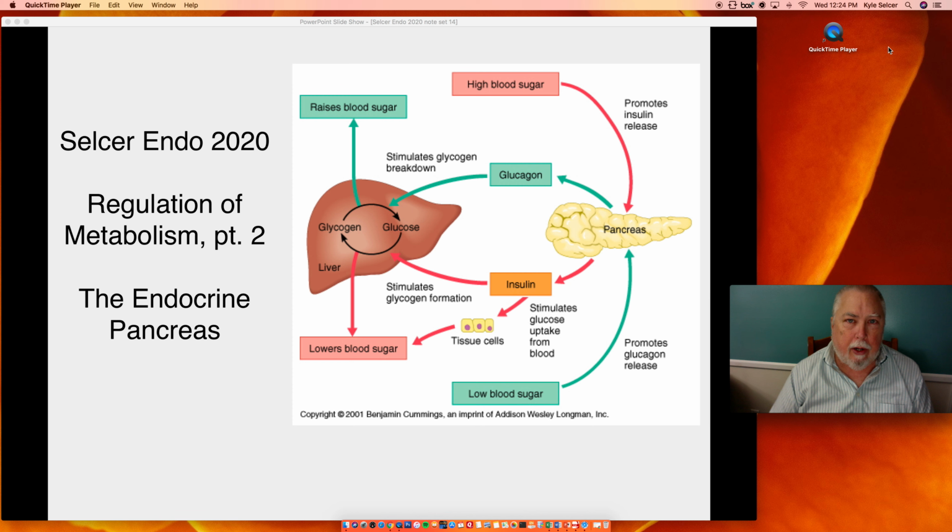I think we're ready for another episode of Endocrinology 2020, and we're continuing our theme on the regulation of metabolism. We covered all the gut hormones previously, and now we're going to start working on the big part of regulation of metabolism, which is the endocrine part of the pancreas.